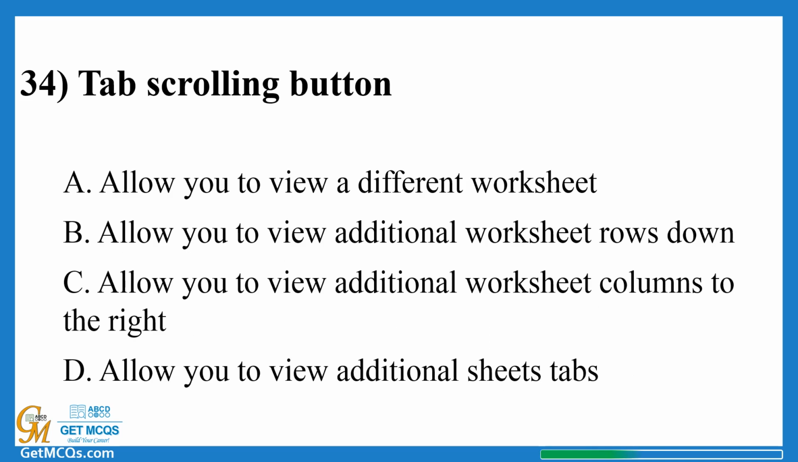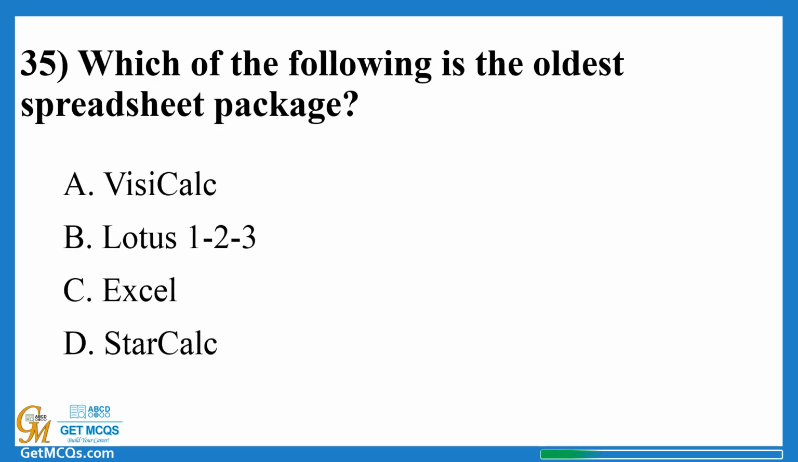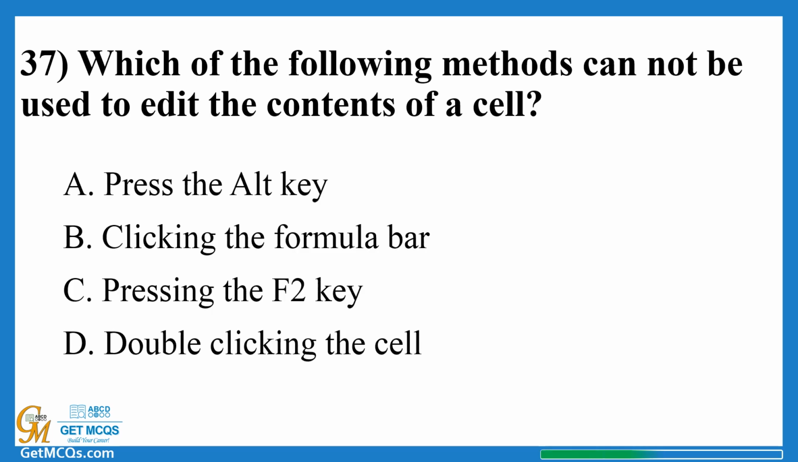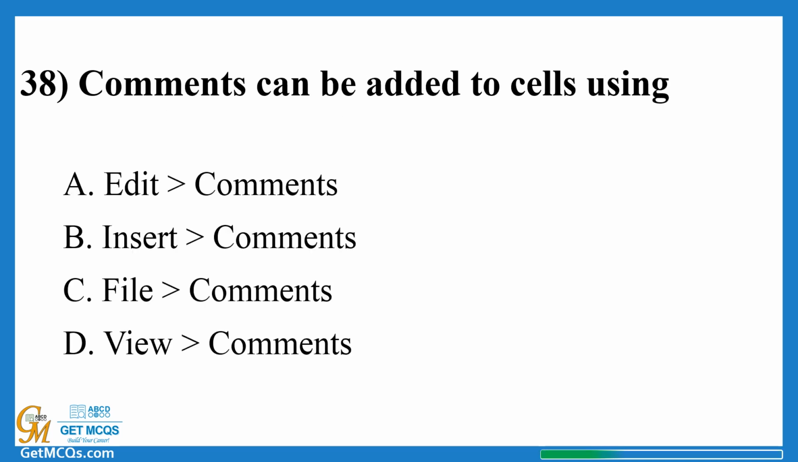34. Tab scrolling button. Answer, D. 35. Which of the following is the oldest spreadsheet package? Answer, A. 36. Which of the following is a correct order of precedence in formula calculation? Answer, D. 37. Which of the following methods cannot be used to edit the contents of a cell? Answer, A. 38. Comments can be added to cells using. Answer, B.